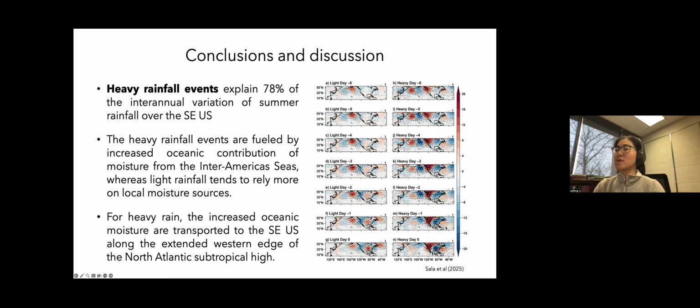We are still working on the detailed mechanism. So hopefully from more wave analysis, we can figure out what causes the subtropical high to intensify and provide a more effective moisture regulation mechanism for the heavy rainfall events.